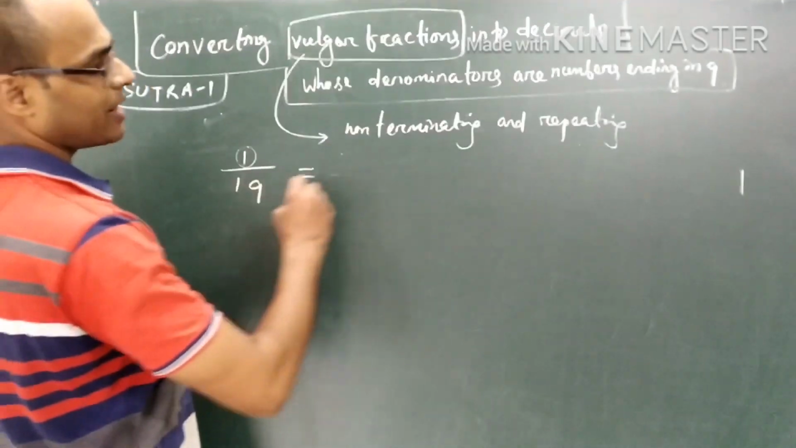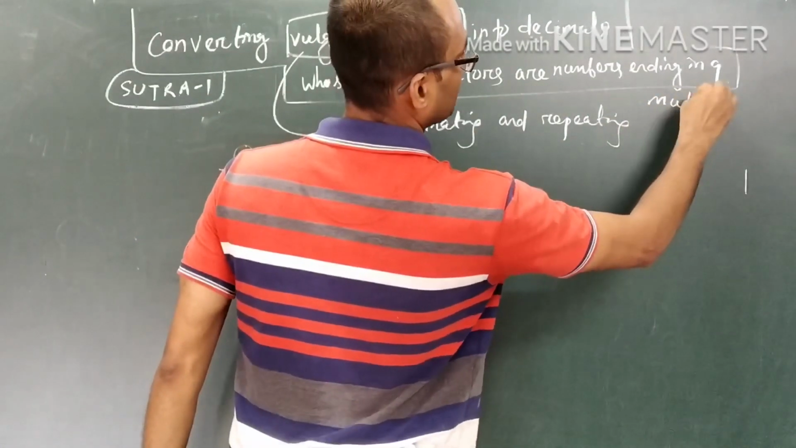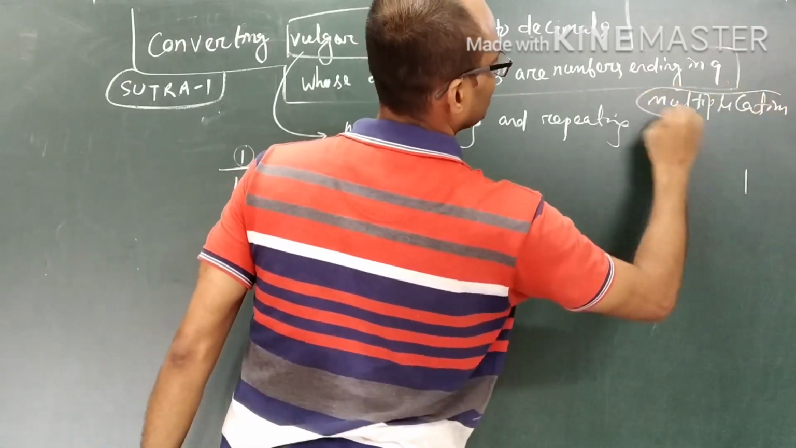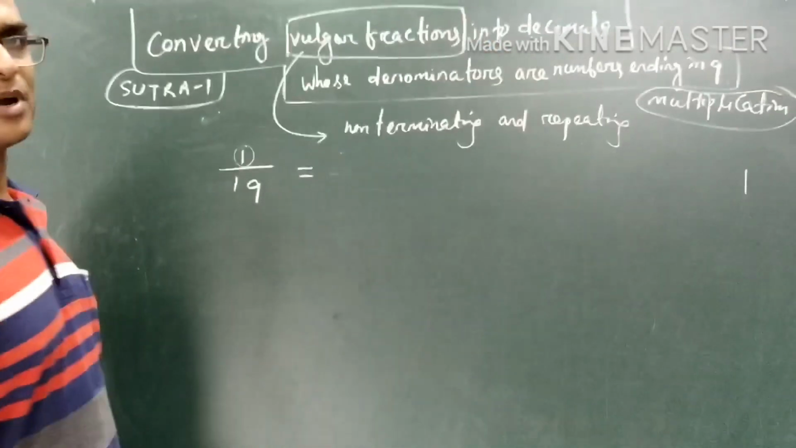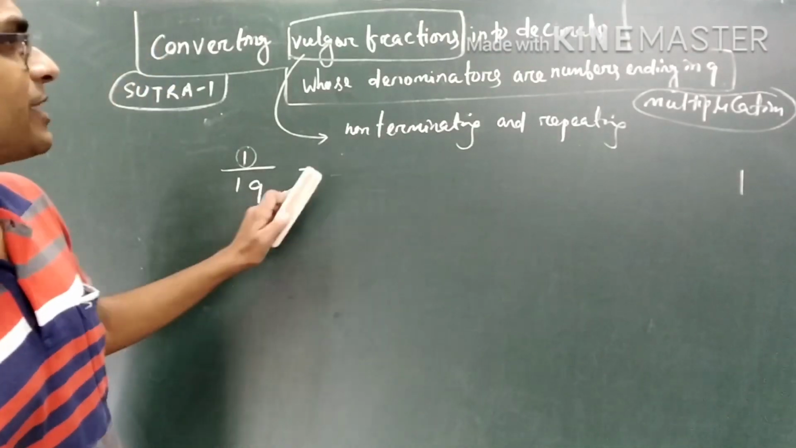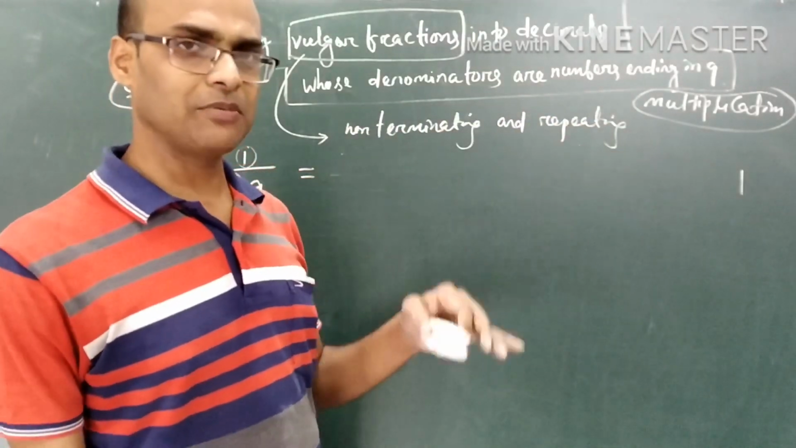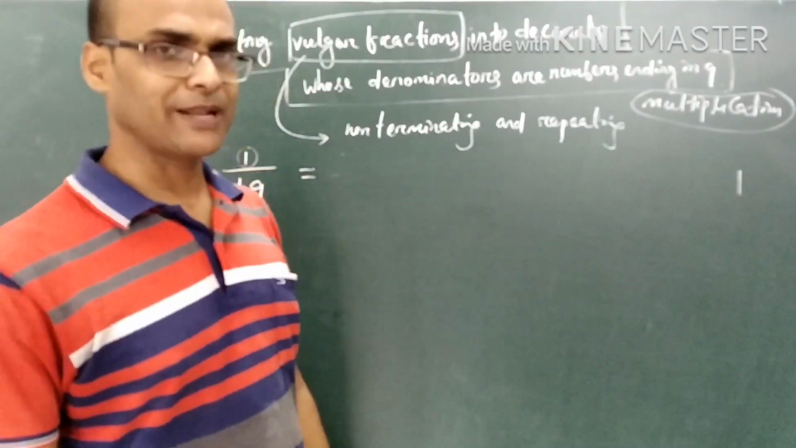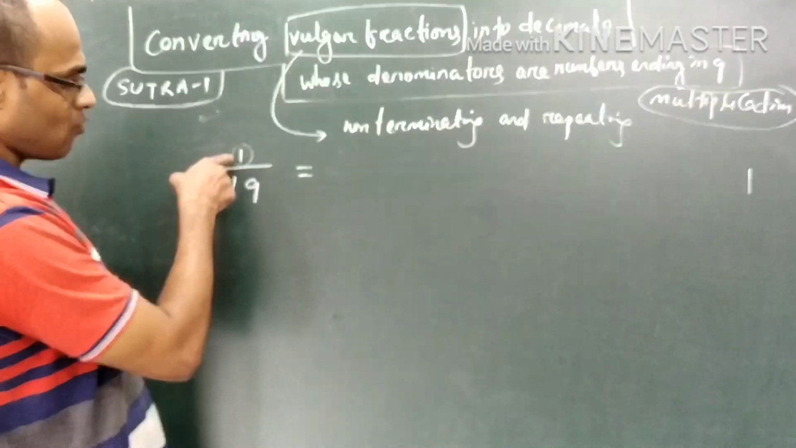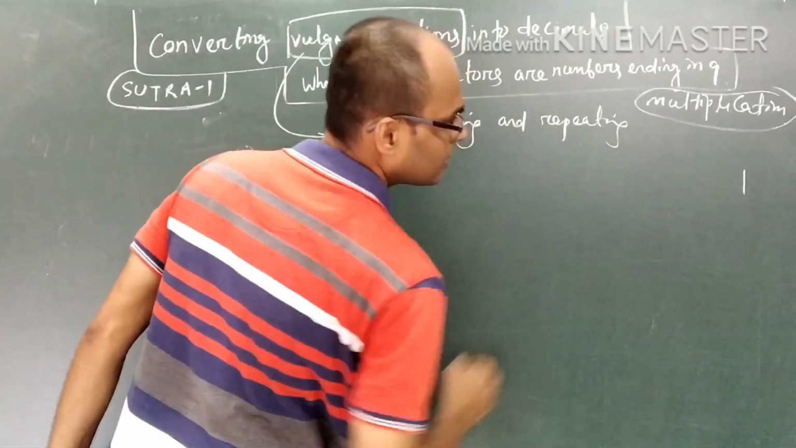Friends, I am showing the multiplication method. Two methods are there for this type of calculation. One is the multiplication method, another is the division method. In this video I will concentrate on the multiplication method. For the division method please watch my next video. So whatever the numerator 1 is here, you write 1.